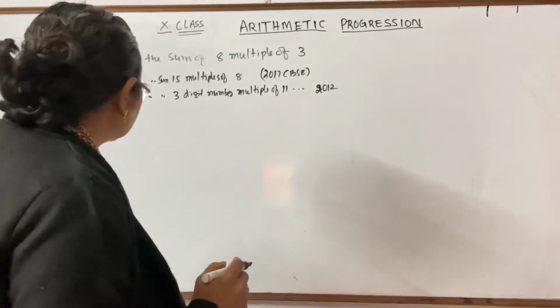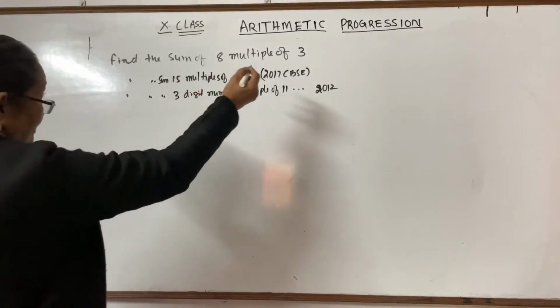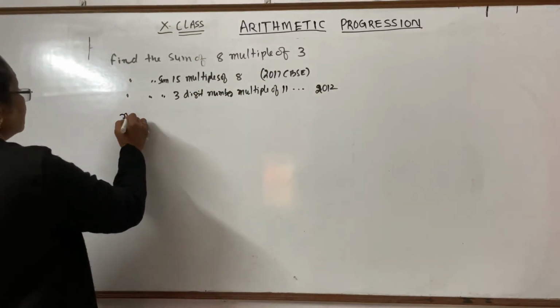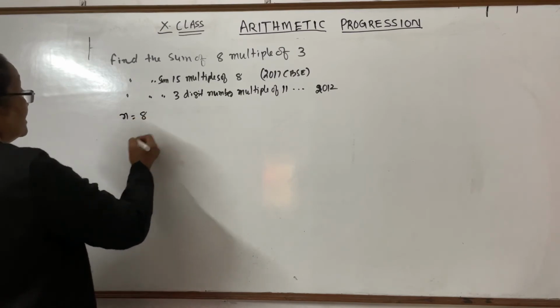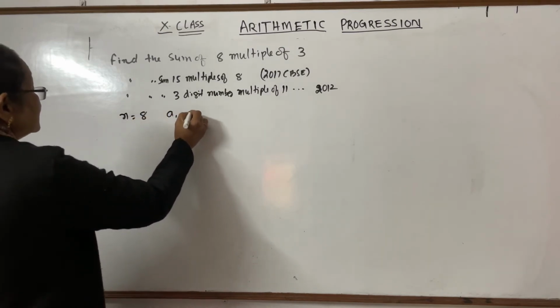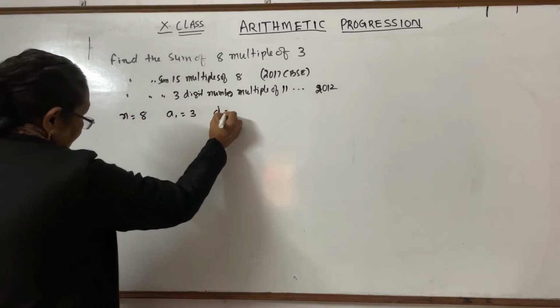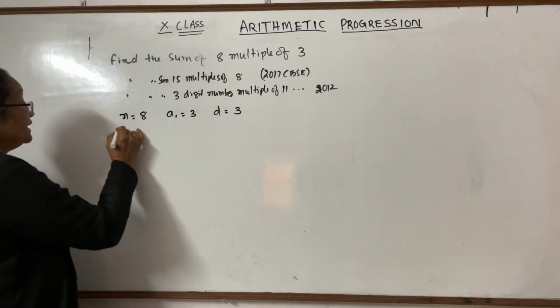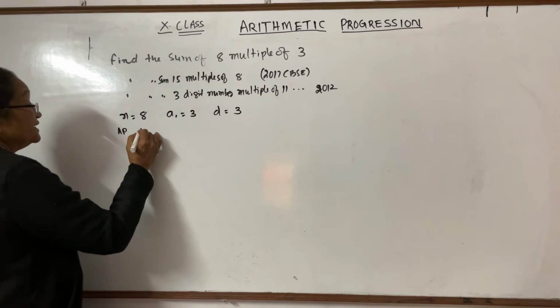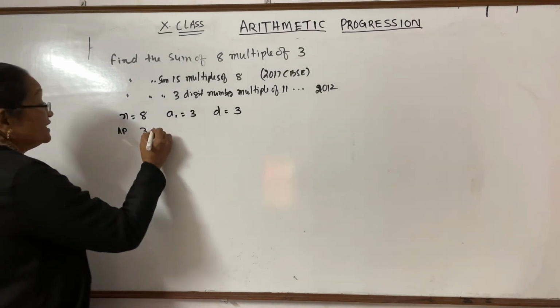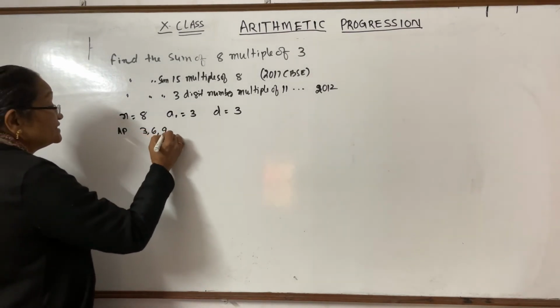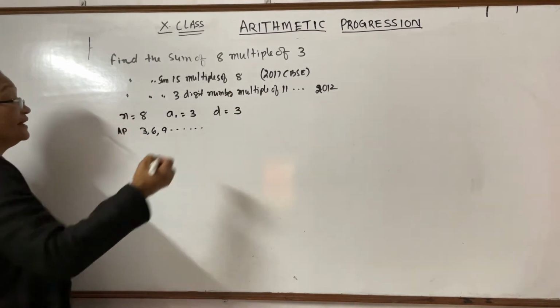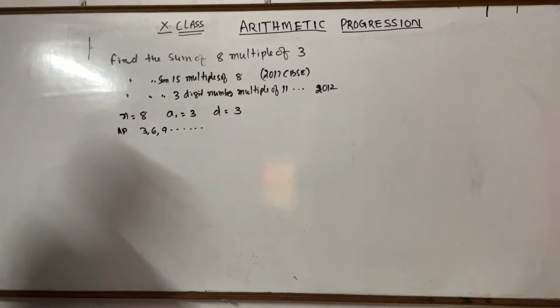How to do it? Find the sum of 8 multiples. What does 8 multiples mean? N is 8. What is A1? A1 is 3. What is D? D is also 3 because it is a multiple of 3. The first term will be 3. 3 ones are 3, 3 twos are 6, 3 threes are 9. Like that, 8 multiples are there.